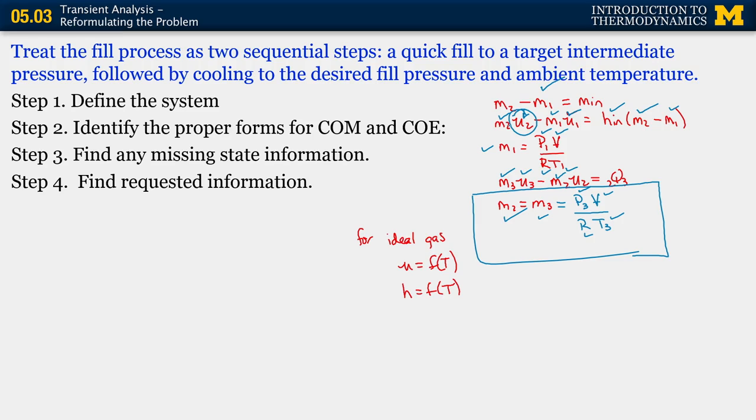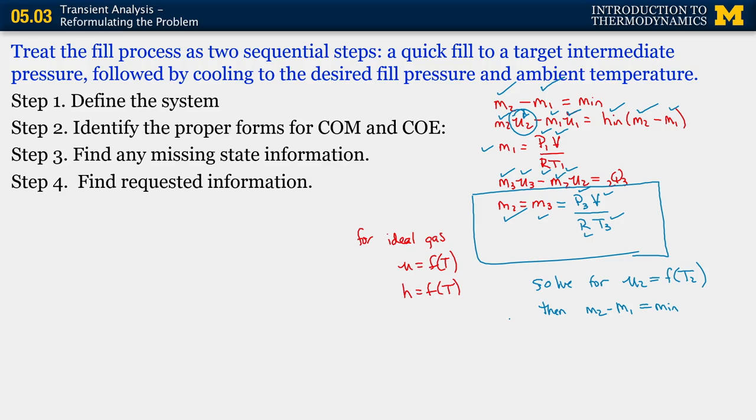So I can solve for U2, and that is going to be a function of temperature only. I can then look up the value for that temperature, and that was the intermediate temperature that I was interested in determining. And because I also have M2, I can answer the question of how much mass was added to the system. So M2 minus M1, these are both known, can also be determined at the same time.